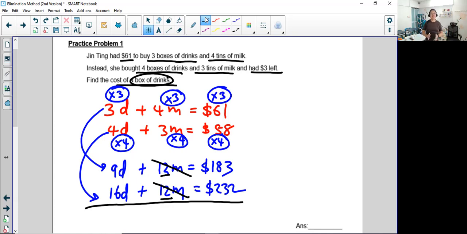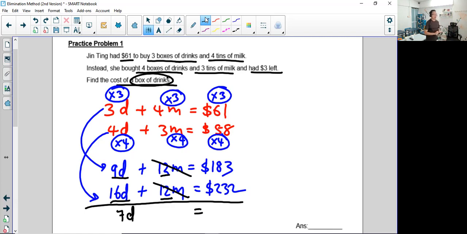There's an intention to get rid of something when you're using the method. All right. So you got rid of the tins of milk, and then you take the 16 boxes of drinks minus 9 boxes of drinks. You will get 7 boxes of drinks.